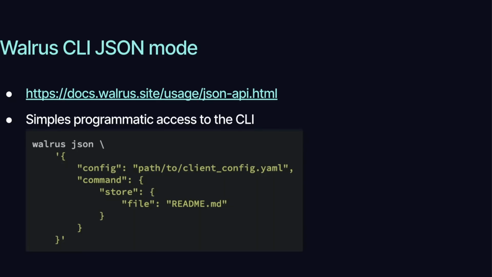Keep in mind that all Walrus client commands are also available in JSON mode. In this mode, all the command line flags of the original CLI command can be specified in JSON format. The JSON mode is more geared toward programmatic access to the CLI.